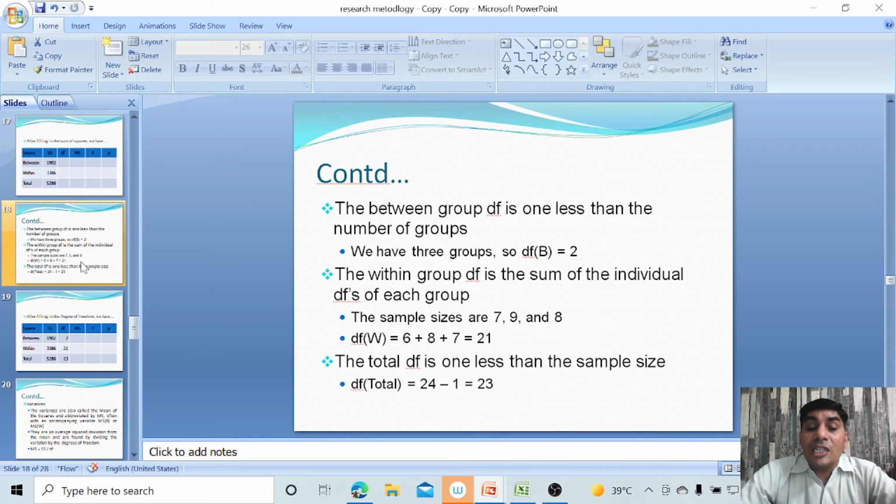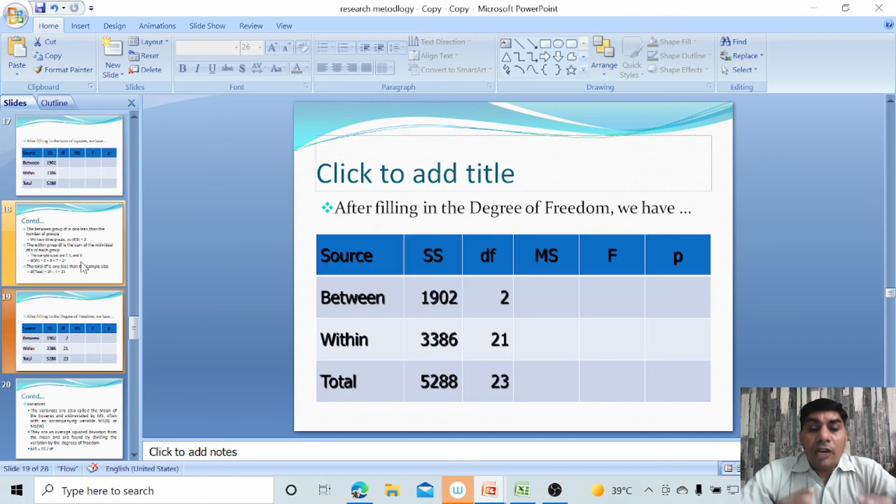The total degree of freedom is 1 less than the sample size. That means the total samples are 7, 9 and 8. Therefore, the total sum is 7 plus 9 plus 8, which is 24. So, the degree of freedom is 24 minus 1, which is equal to 23. Right? Now we have to put the degrees of freedom in this table.